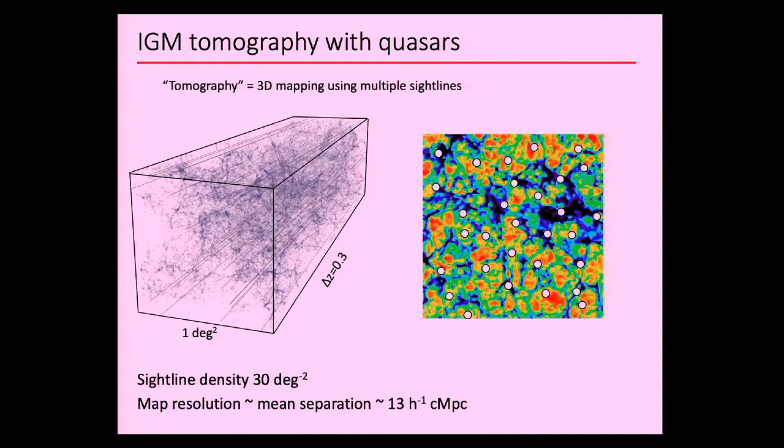This can be done. It has been done. The main problem is that they're just so sparse. So you can see even the biggest features in the density field you might just miss because there didn't happen to be a quasar behind them.